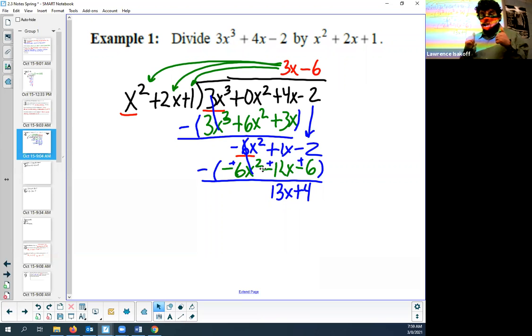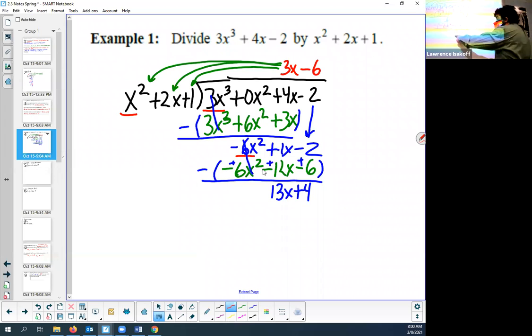Now it's a matter of this. This essentially is my remainder, 13x plus 4. If I had a remainder of 2 when I was dividing by 5, I could write that as a fraction, 2/5. That's what I'm going to do here. This is my remainder. It's fancier looking than just a remainder of 2, but it's a remainder nonetheless.